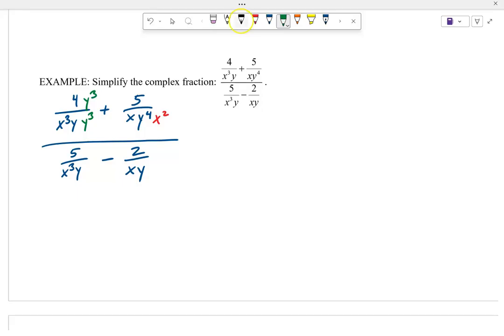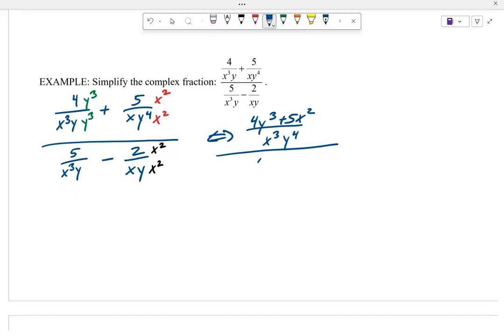Now let's look at the bottom. The one on the left bottom has x cubed. The one on the right has just an x. So I need to give it 2 more x's. Oops, I forgot to put that up there. And they both have a y, so we're okay on that. So let's see what we got here. I got 4y cubed plus 5x squared all over x cubed y to the 4th. And then this is all over 5 minus 2x squared all over x cubed y.